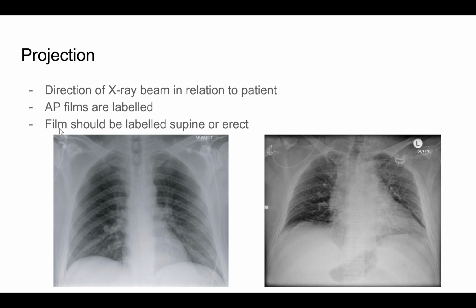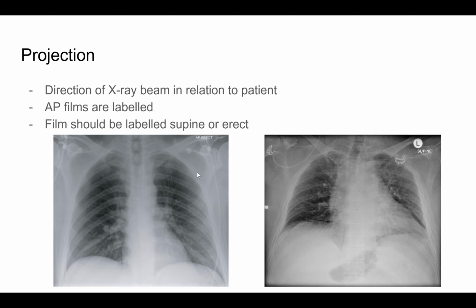And the film should be labeled supine or erect as well, because an AP film can be taken in supine position and erect position, and it changes the way the film looks. Also, you can see the difference that in this AP film there is a shadow of the scapulae that is projected on the lung.